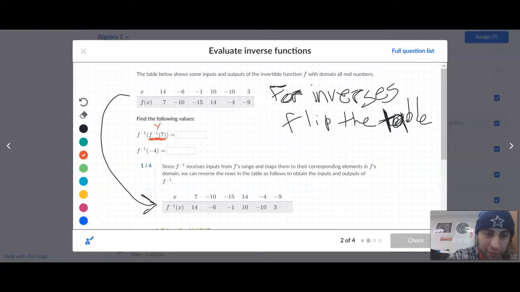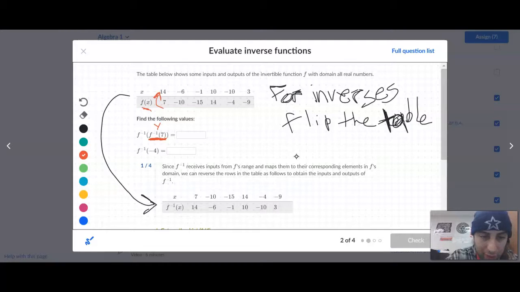So right here, here's the Y value. When it's 7, what's my X value? 14, right? Now, that's not the final answer. That's just inside this parentheses. So right here, I'm going to replace this with 14. So I'm going to rewrite it, okay?